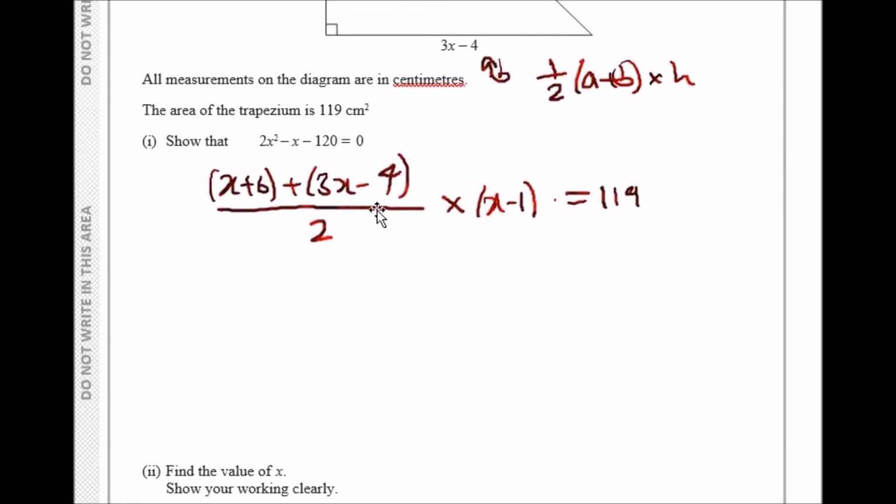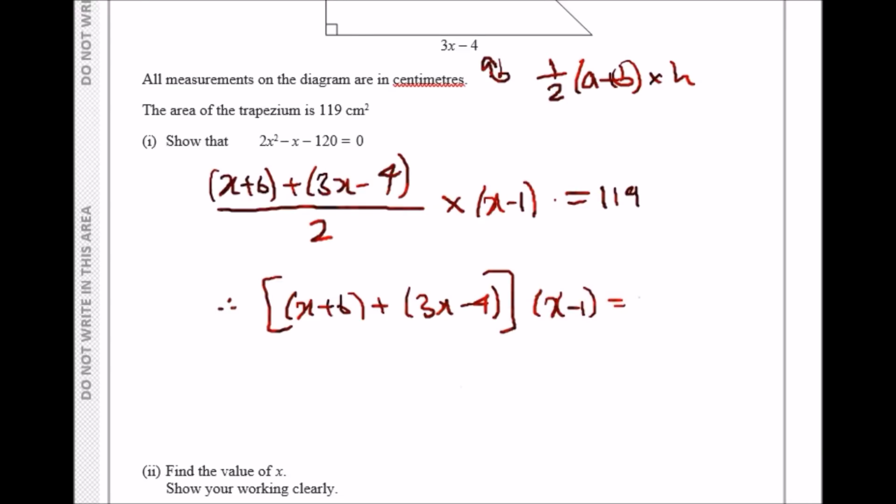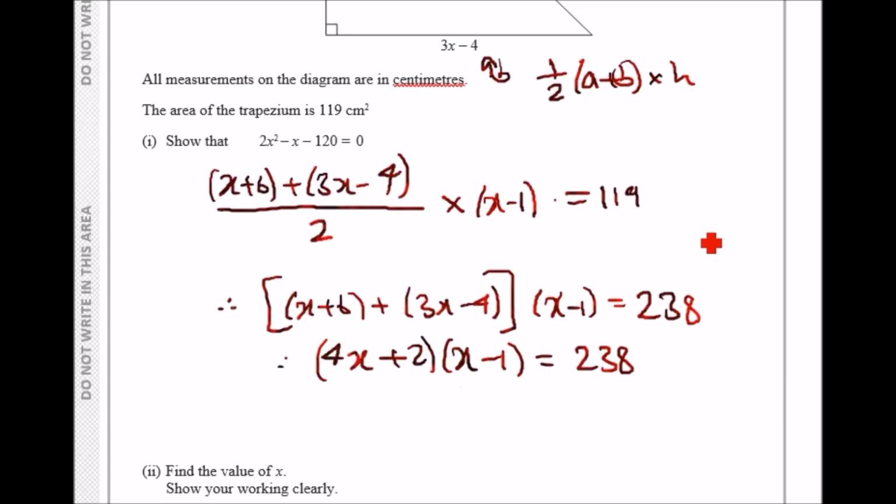First things first, because you can consider the half as collectively combined with everything, we can multiply everything by 2 to cancel the half. Let's make a big bracket: x plus 6 plus 3x minus 4, times x minus 1, and that equals 2 times this, which is 238. Now let's simplify the inside bracket. x plus 3x is 4x, and 6 take away 4 is 2, and we multiply that by x minus 1, and again, this all equals 238.